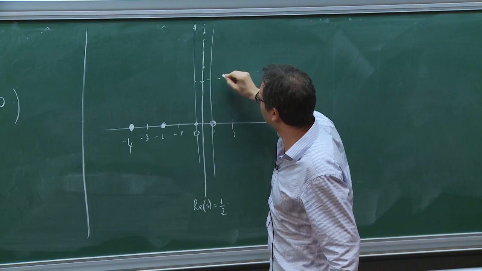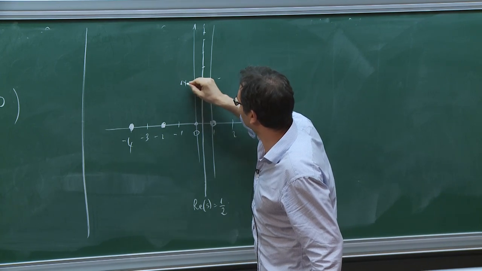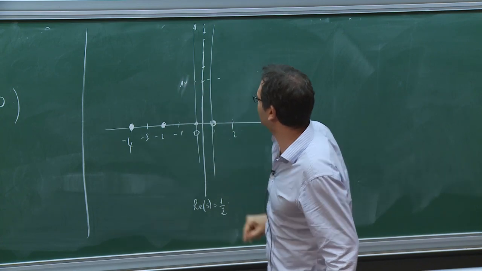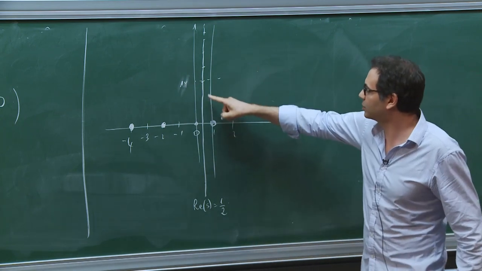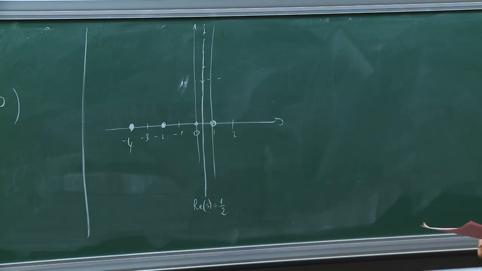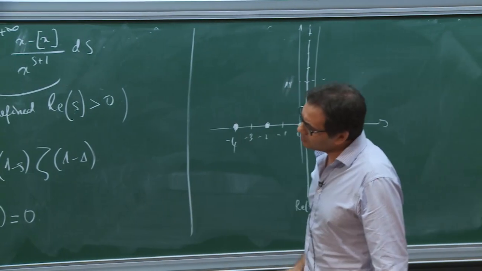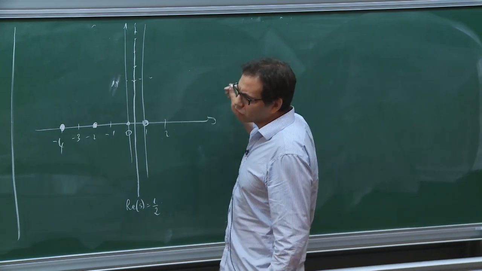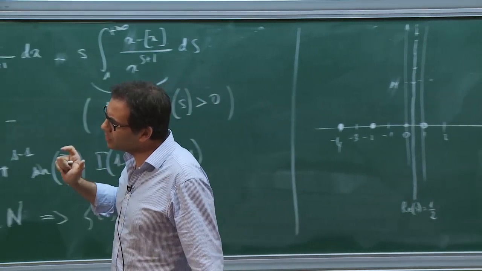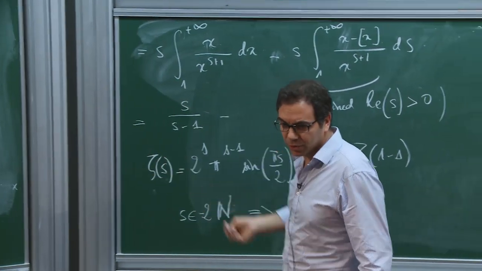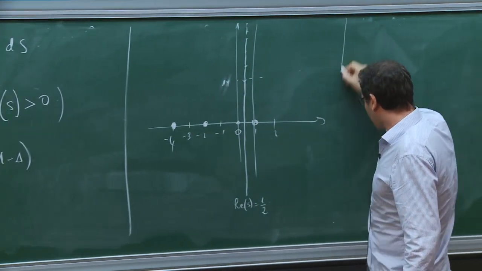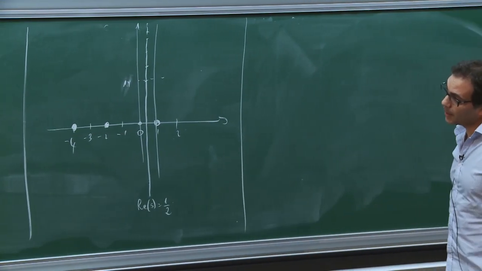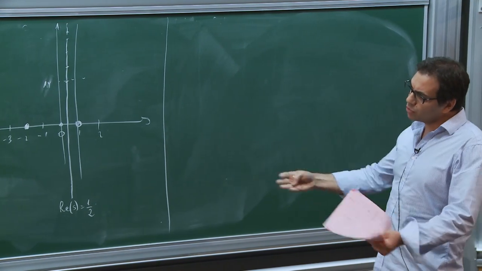The first one known is around one half plus i times 14, something like that. And also in this 8-page paper, he is able to connect the properties of zeta with not exactly the distribution of the prime numbers, but the distribution of the powers of prime numbers.